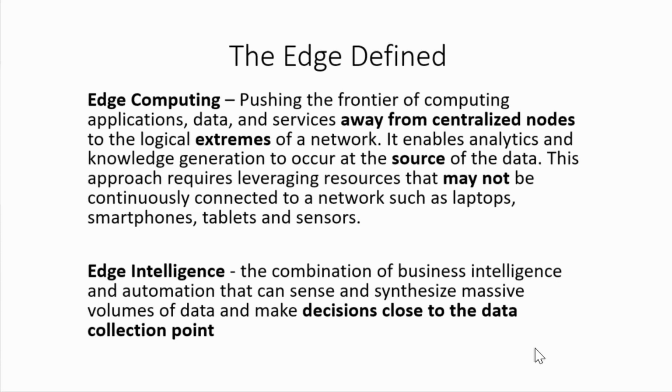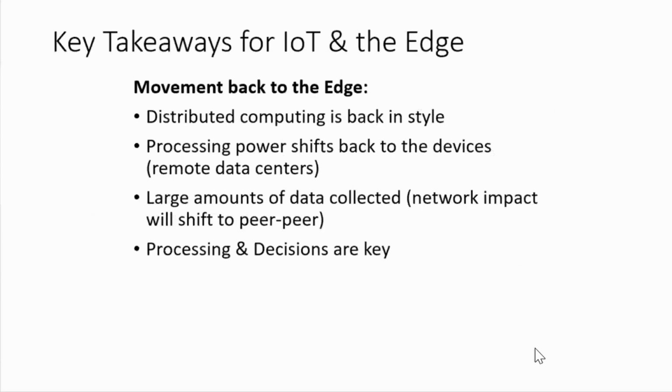Make sense? All right. So key takeaways: distributed is back in style, baby. Processing power is shifting back to the devices, just like we were doing with client server. And large amounts of data are being collected at the edge, at these devices, and also being shared peer-to-peer. So cloud's not going away. We're still transmitting and sharing information with the cloud, but we're also sharing information peer-to-peer, especially if we have devices in a mesh network setup. And again, as we mentioned, processing and decisions are key.